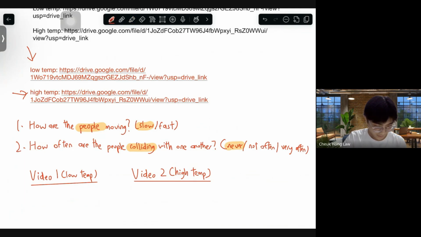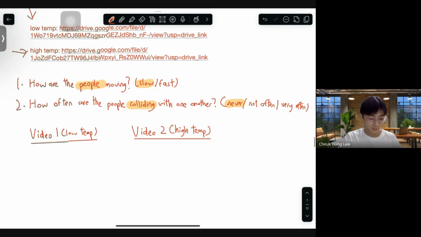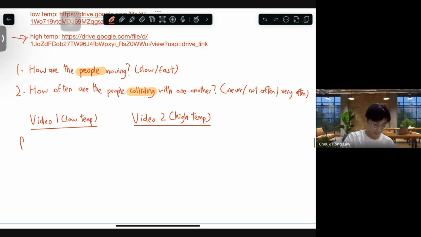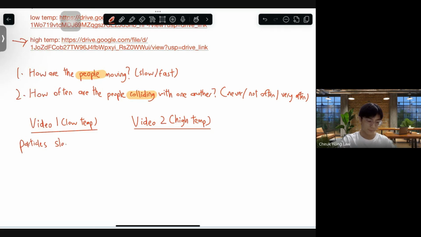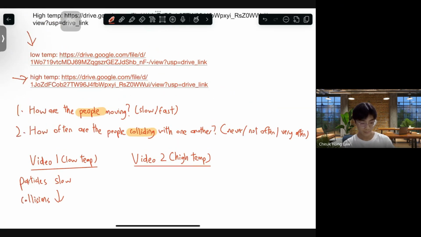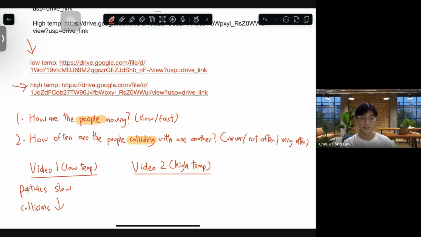So this is an example of when the temperature is low. Now your people become your particles. The particles move slowly, and the frequency of collisions is very low. In fact, they never even collide with each other. Now I want you to watch the second video and again ask yourself the same two questions. How are the people moving, slow or fast? And how often are the people colliding with each other?